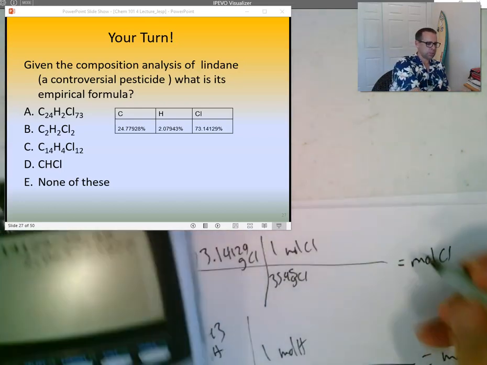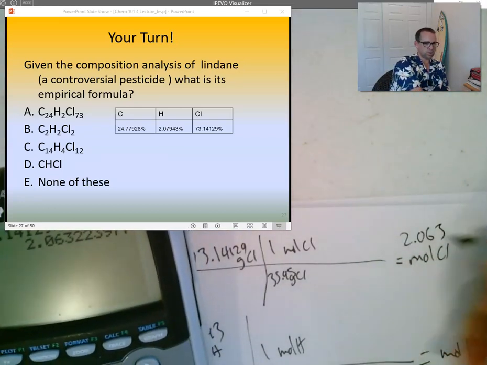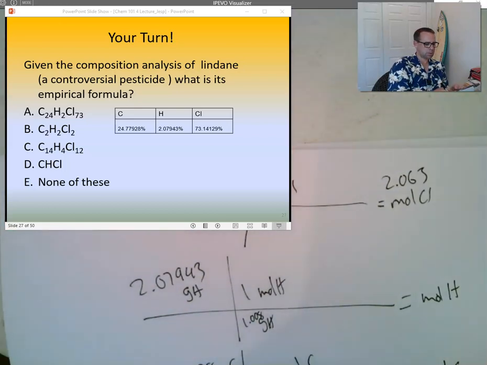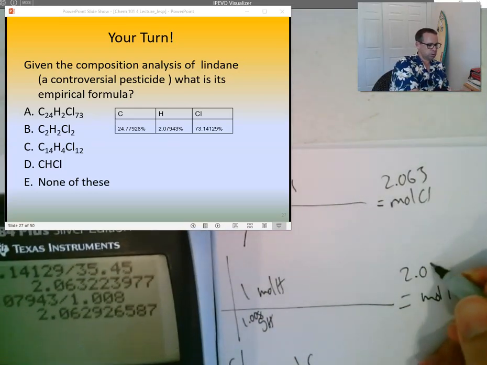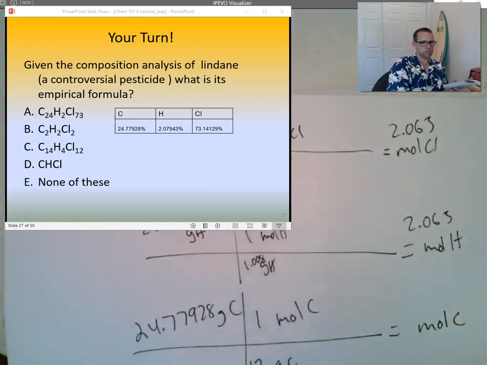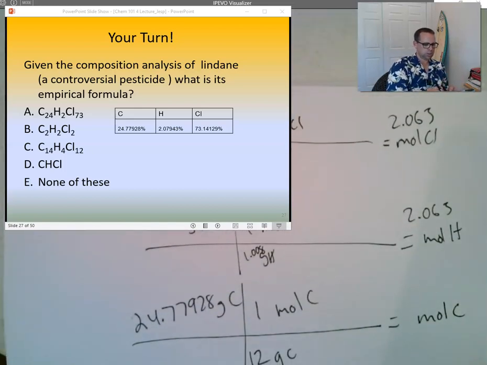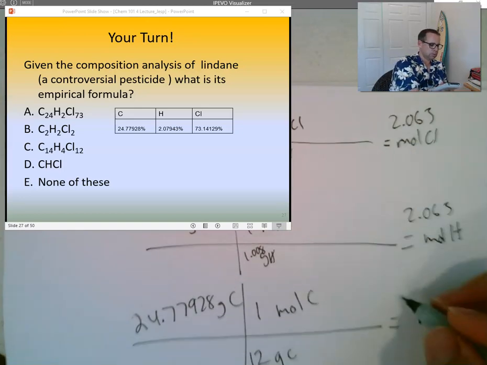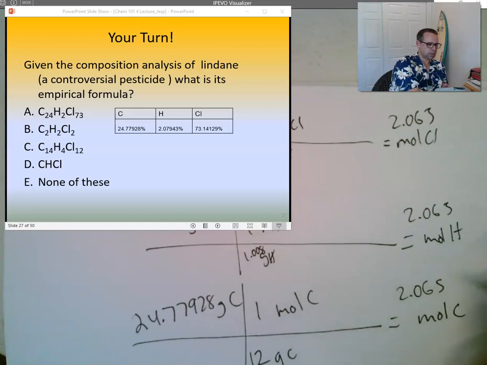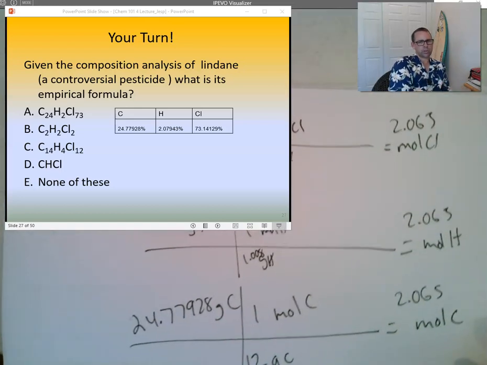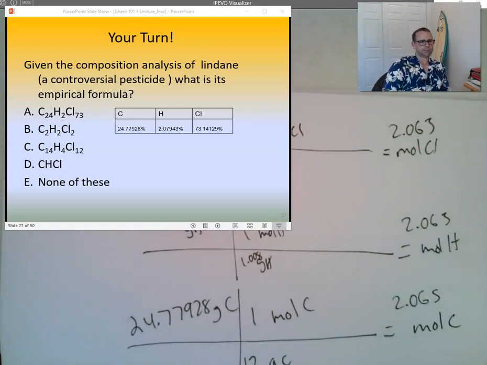So I did the first one, and I got 2.063. The second one, 2.07943 divided by 1.008, 2.063 also. The third one there, 24.77928 divided by 12, 2.065. All right, what does that tell us?